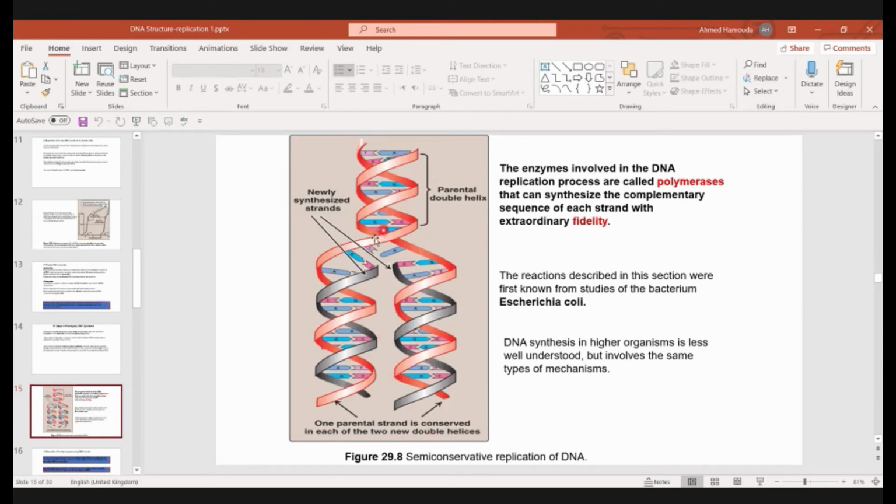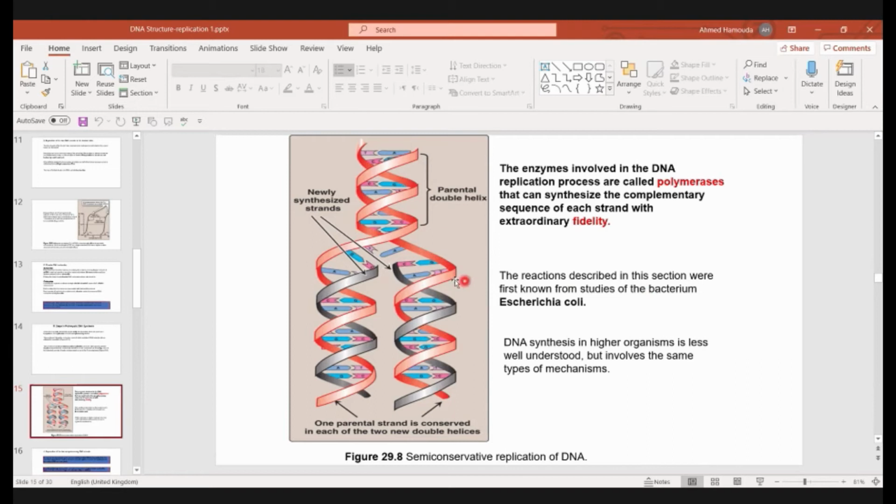So when this strand is duplicating, what are the enzymes responsible for this synthesis? They are called polymerases. And these polymerases have what we call extraordinary fidelity. What is fidelity? It means when they copy, they will very rarely make a mistake. They are very accurate. That's why we say very high, extraordinary fidelity.